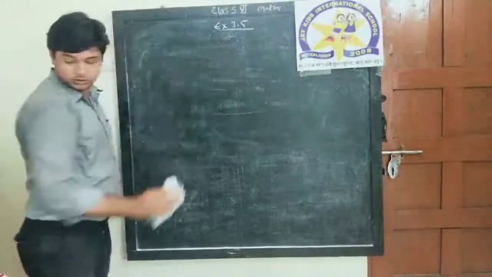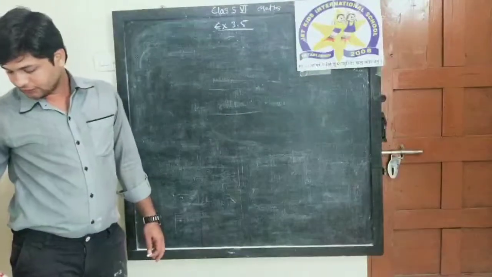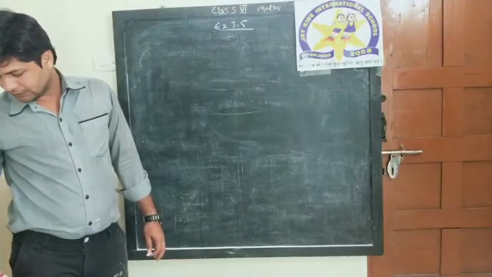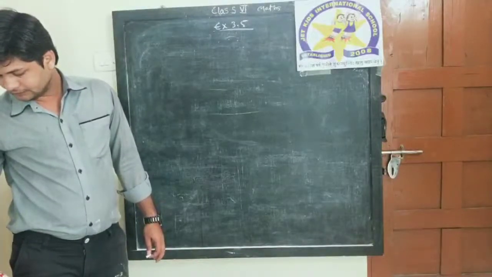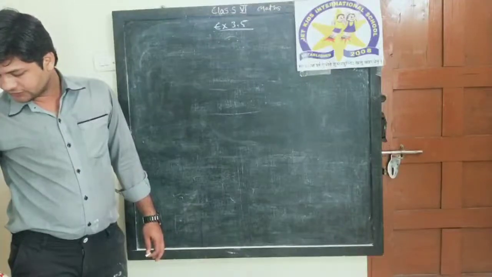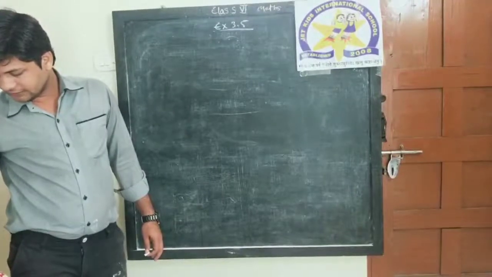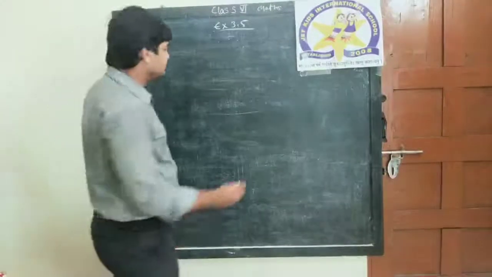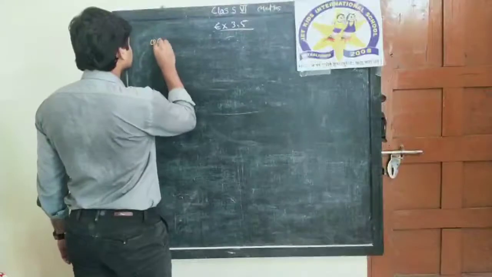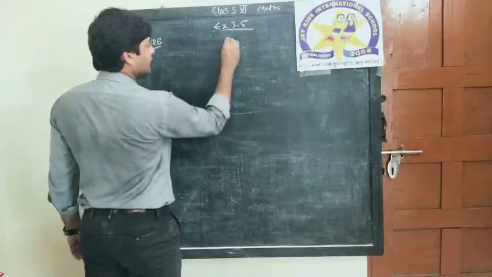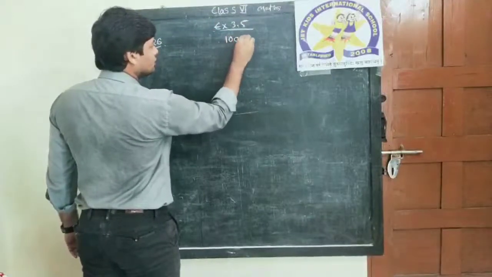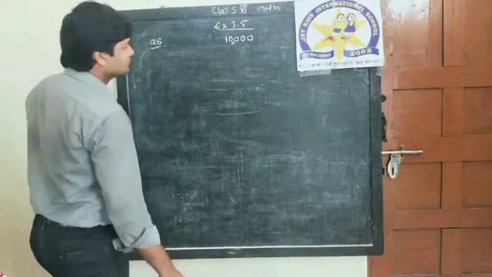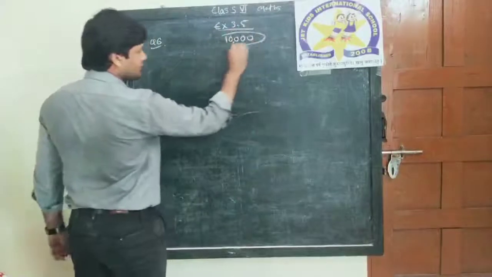So the next question is question number 5. Write the smallest 5-digit number and express it in the form of its prime factors. The smallest 5-digit number we have is 10,000. Right? This 5-digit number we have to prime factorize.